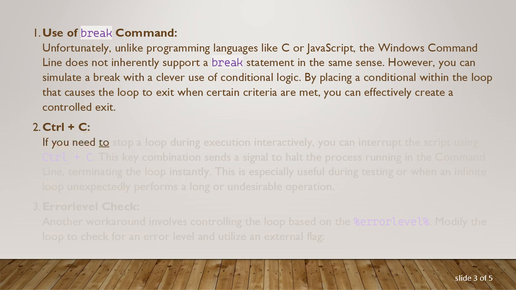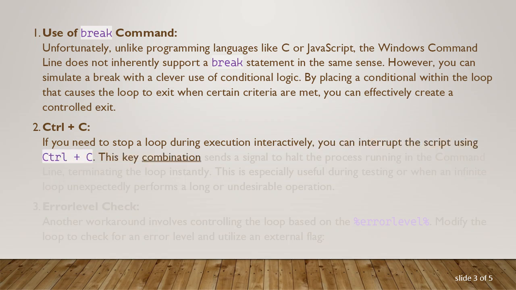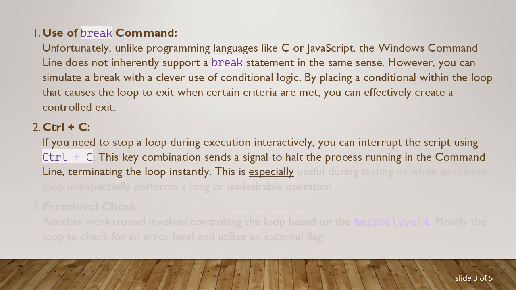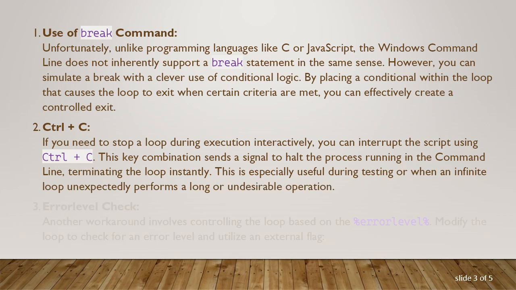Control+C. If you need to stop a loop during execution interactively, you can interrupt the script using Control+C. This key combination sends a signal to halt the process running in the command line, terminating the loop instantly. This is especially useful during testing or when an infinite loop unexpectedly performs a long or undesirable operation.